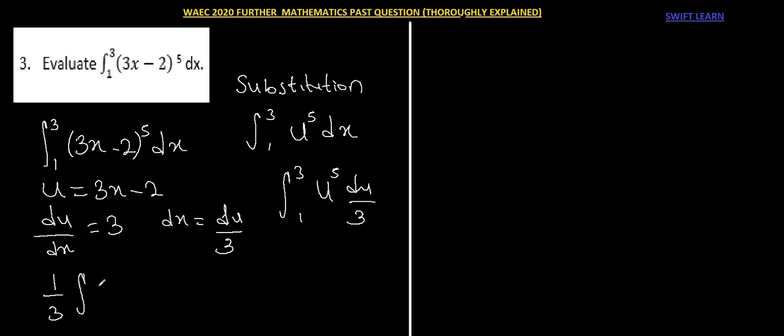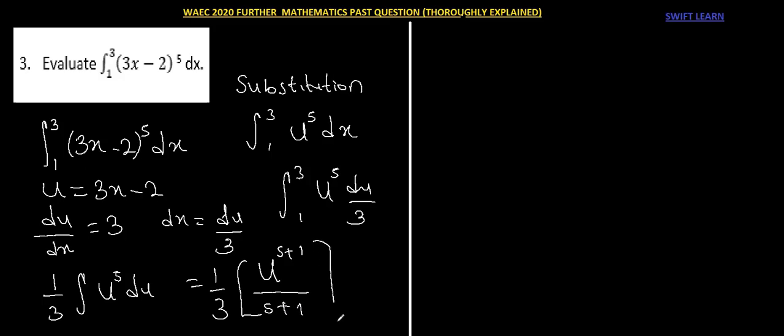Then I'll have the integral of u raised to the power 5 du. In integration, I omitted the limits 3 and 1 on purpose. We are going to use them later. So let's integrate. This will be u raised to the power 5 plus 1 divided by 5 plus 1. So that will give us 1 over 3 times u raised to power 6 divided by 6. Once you multiply, we have u raised to power 6 over 18.